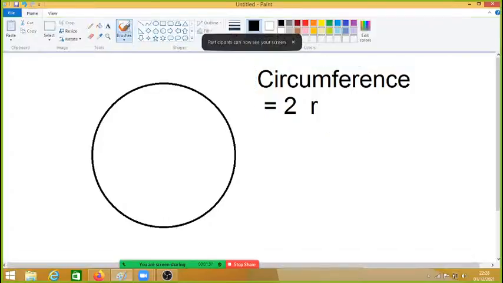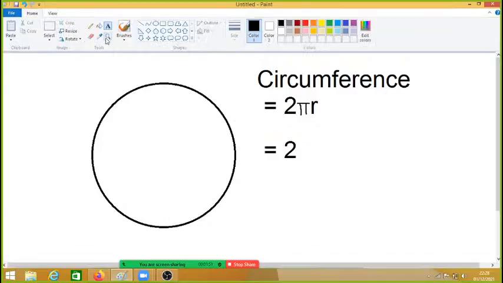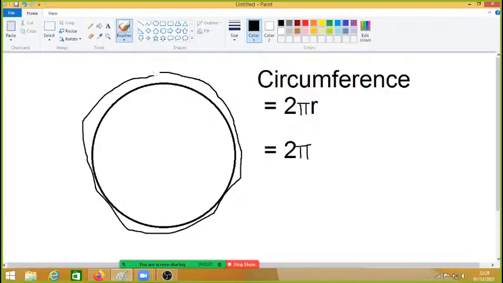And the question is, if the radius was, just to keep it simple, let's say the radius was just 1, then what would the circumference be? And hopefully you'll see that it's just 2 times pi times 1. And we don't really need the times 1 at the end, so it'll just be 2 pi. So that means that the circumference, the distance all the way around this circle, would be equal to 2 pi.